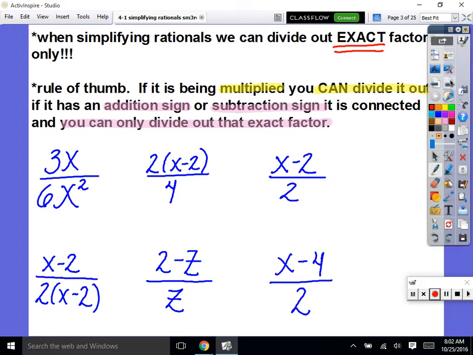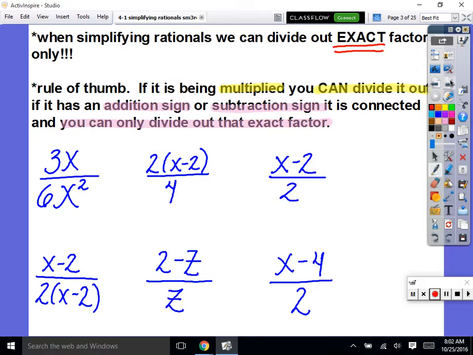But if it has an addition sign or subtraction sign, it is connected. It is connected with an addition sign or subtraction sign. You cannot divide it out with something on bottom, unless there's that exact thing on bottom. So does everybody kind of understand? We're going to look at some examples here of what I'm talking about.